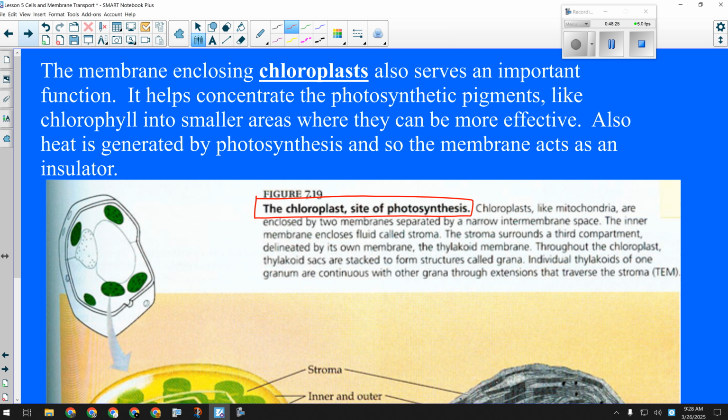Okay, chloroplasts also have a double membrane. Absorbing solar energy means that you're also absorbing a fair amount of heat. So they do need to insulate against the rest of the cell.